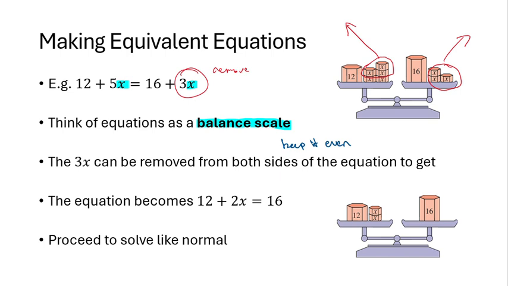So in our equation, it just becomes 12 plus 2x equals 16. As you can see, the 12 doesn't change, the 16 doesn't change, and then I just have the remaining x's there. So once you reach this stage, you can just solve like normal.